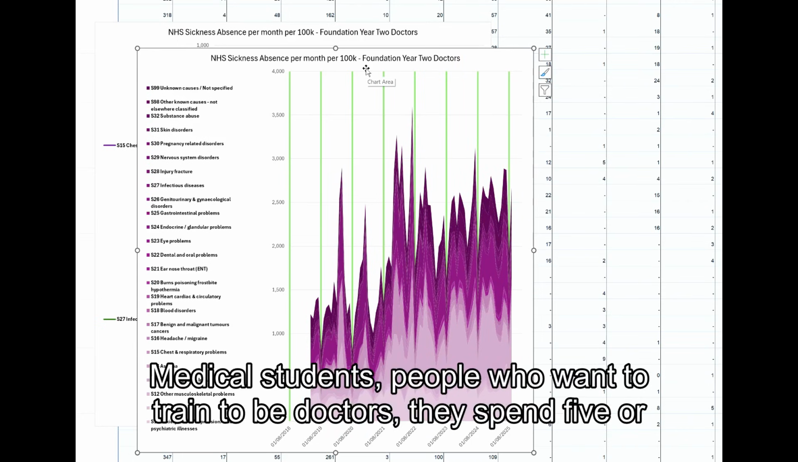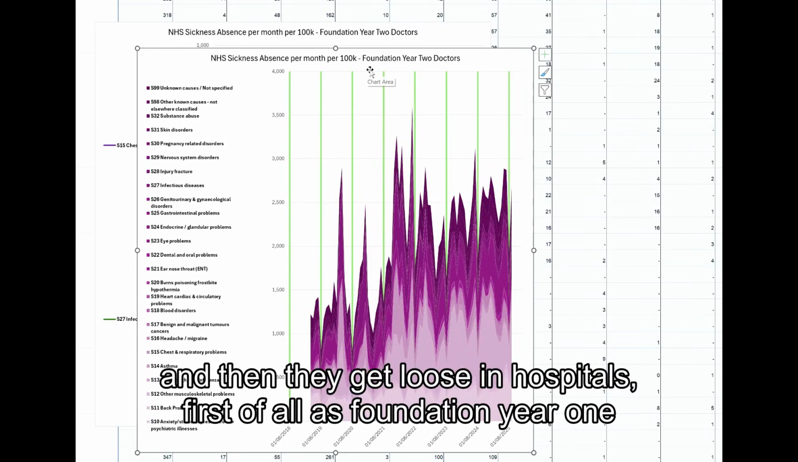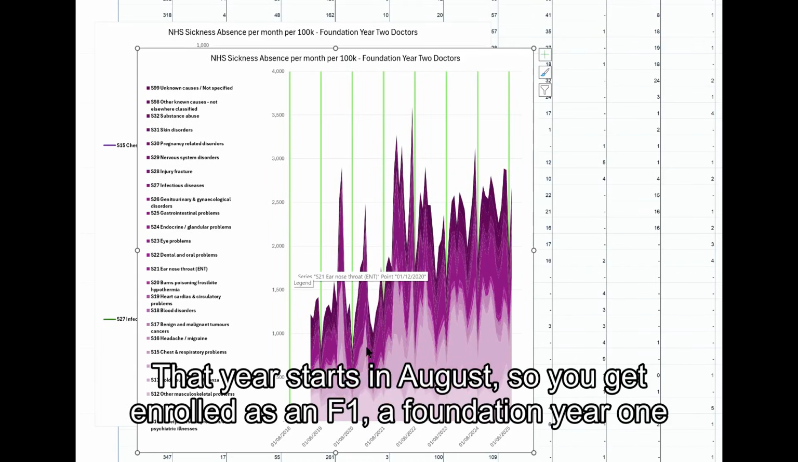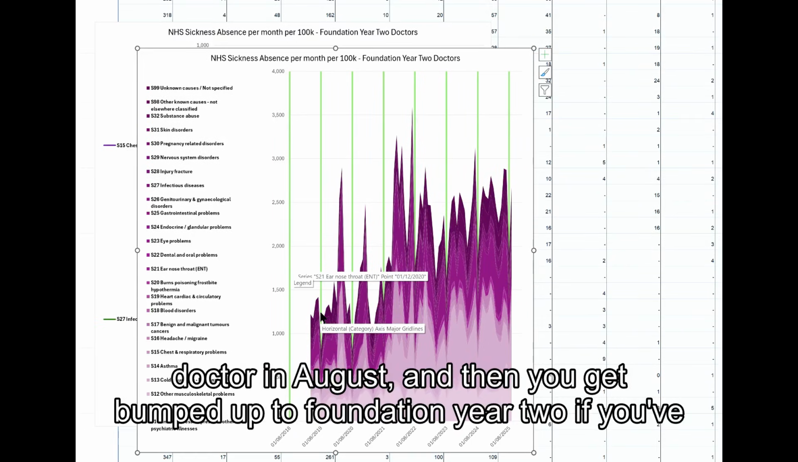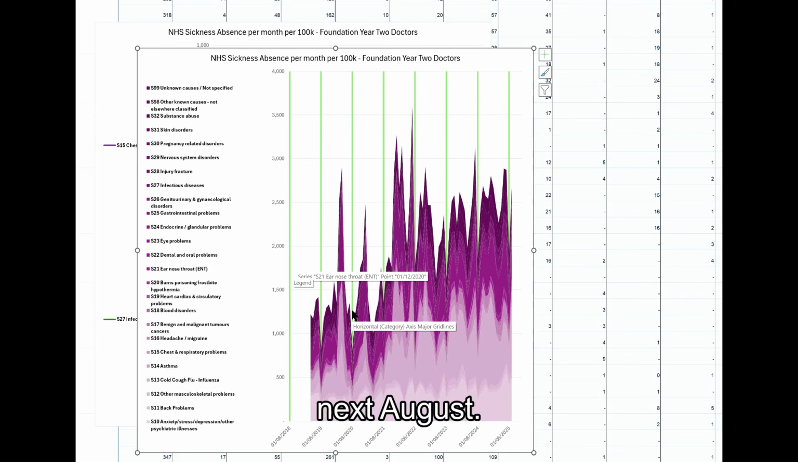Medical students, people who want to train to be doctors, spend 5 or 6 years or so in university, medical school, and then they get loose in hospitals, first of all as Foundation Year 1 doctors for 1 year, and then as Foundation Year 2 doctors for 1 year. That year starts in August, so you get enrolled as an F1 in August, and then you get bumped up to Foundation Year 2 if you've passed the year successfully at the end of that first year, starting as an F2 the next August.